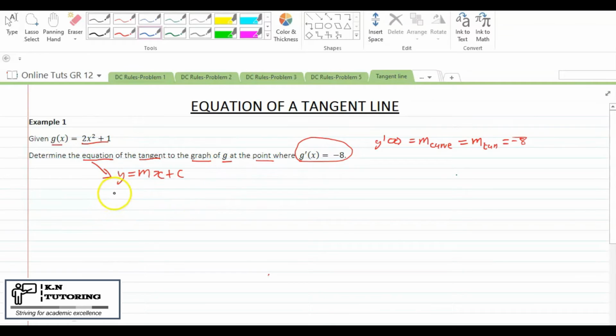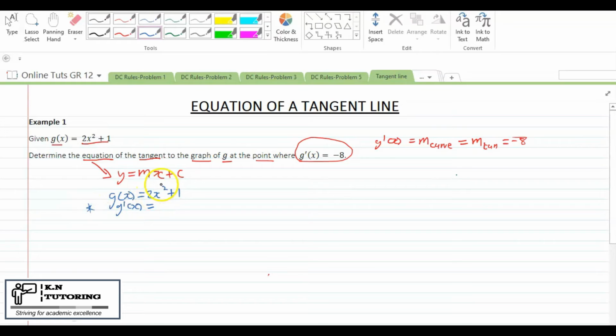I will say, okay, I'm given g of x is equal to 2x squared plus 1. I will differentiate this. Remember, we're dealing with calculus. So g prime of x is equal to... I look at this and I ask myself, do I have roots? No, I don't have roots. Do I have brackets? No. Do I have fractions? No, I don't have fractions. That means it's fully simplified. I can apply my rules of differentiation.